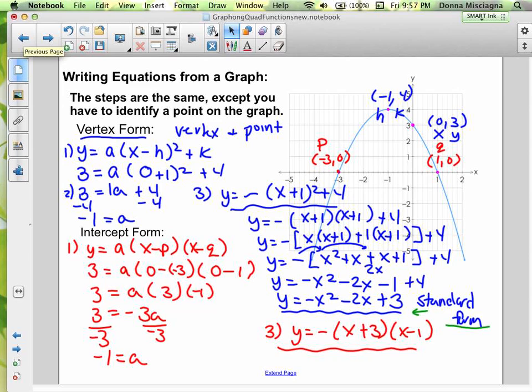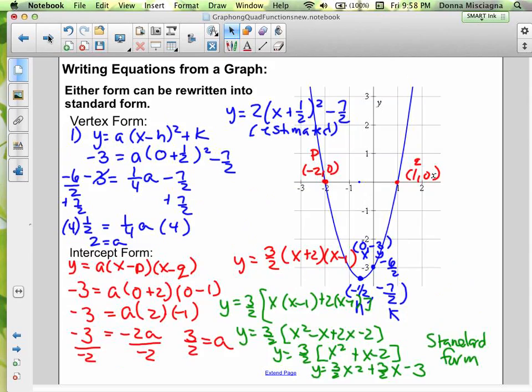Right? So you can go right from the graph or right from the vertex and a point, or the x-intercepts and a point, and write it into vertex form or intercept form. You can't write it in standard form right from the graph. Right? There's no way you're going to be able to figure out A and B. You can figure out C, but not A and B from the graph. So we always write it in vertex or intercept form first, and then change it to standard form. If you have a choice, I always like intercept form.